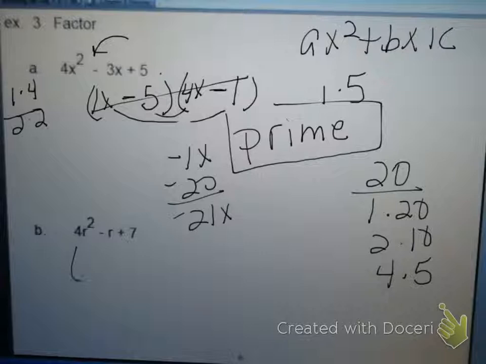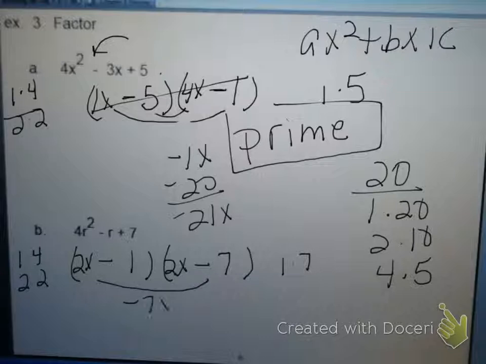Example B, I'm going to make my two binomials. My signs are both going to be the minus. Factors of 4, 1 and 4, or 2 and 2. Factors of 7, 1 and 7. So I'm going to try the 2x first, and I'm going to guess with the 1 and the 7. My outside is a negative 7x. My inside is a negative 2, which gives me a negative 9. That does not work.